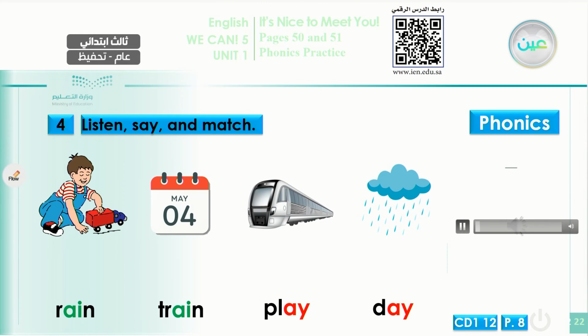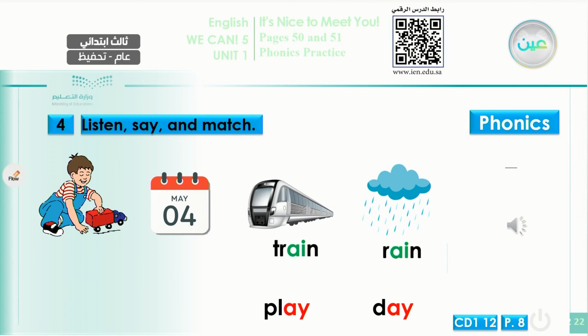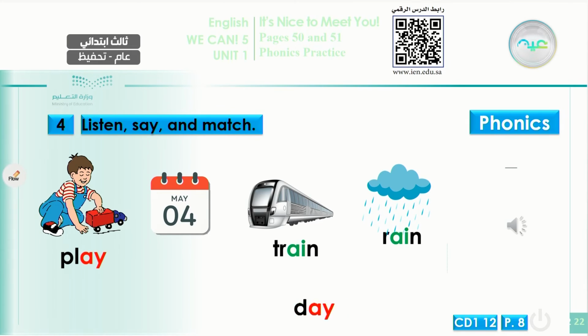Exercise 4. Listen, say, and match. Listen to words with AI and AY. They make the same sound. A. Let's practice. Number 1. Rain, rain. Number 2. Train, train. Number 3. Play, play. Number 4. Day, day.